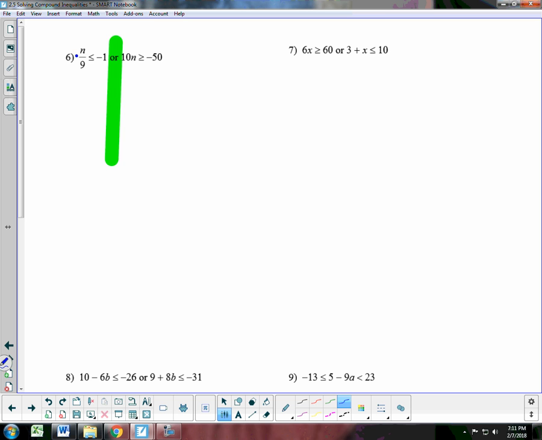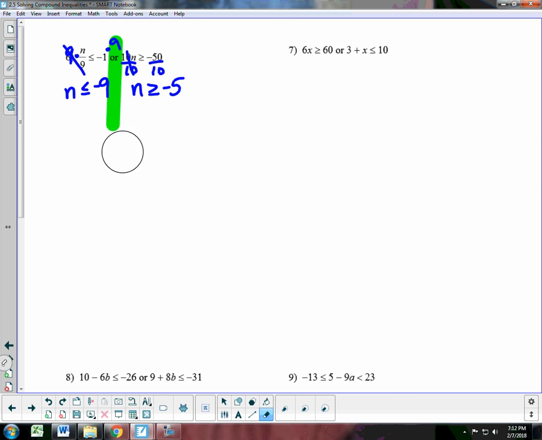So on the left side, I would multiply both sides by 9. Cancels on the left, and I would have n less than or equal to negative 9, right? Negative 1 times 9. On the right, I would divide both sides by 10. That would cancel here, and I would have n greater than or equal to negative 5. Okay, so now, maybe I can erase that highlighter a little bit.